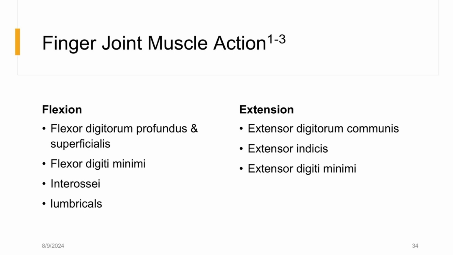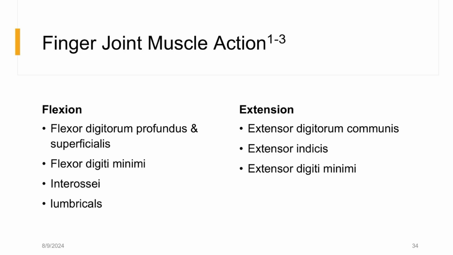So when we talk about flexion, we talk about flexor digitorum profundus and superficialis. What's the difference between flexor digitorum profundus and flexor digitorum superficialis? So the difference is where they insert. The flexor digitorum profundus inserts at the distal interphalangeal joint, DIP, and the flexor digitorum superficialis inserts at the PIP.